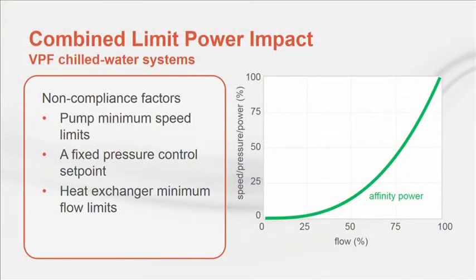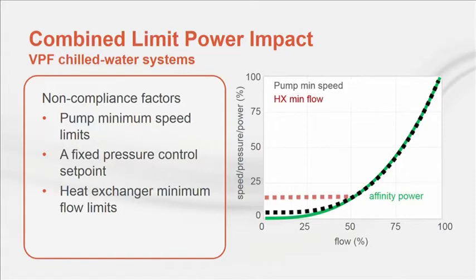If we overlay the pump power impacts of the 3 non-compliant system characteristics, pump minimum speed, heat exchanger minimum flow, and differential pressure set point, we see that below about 25% load, the chiller's minimum flow requirement, represented by the red line, sets the pump's power use. Above 25%, the system differential pressure set point, represented by the blue line, sets the pump's power requirement.